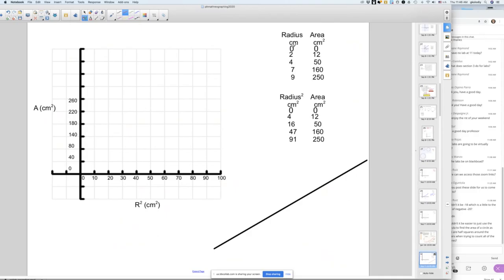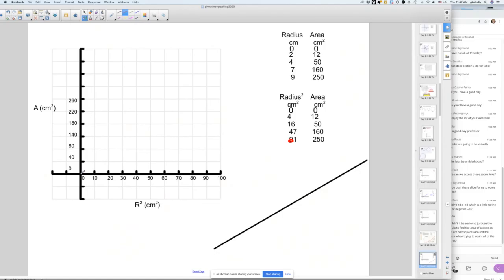All right? So 0 squared is 0. 2 squared is 4. 4 squared is 16. 7 squared is 49. 9 squared is 81, not 91. 81. These stay the same. These don't change. Now we're going to make a graph of area versus radius squared. If we guess correctly that the relationship is with x, which is radius to the second power, we should get a straight line. So let's do it.